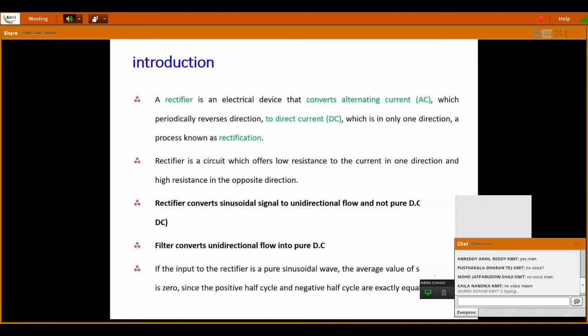See, a rectifier is a... No voice, but my speaker is on, ma'am. Speaker is on. I'll be a bit louder. Is it audible now? Okay, now it is clear.